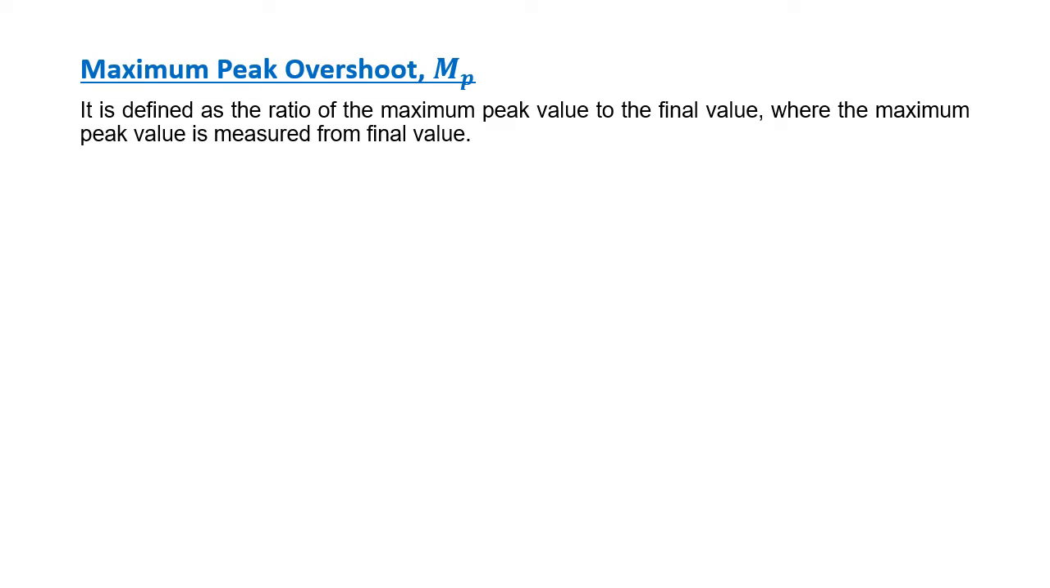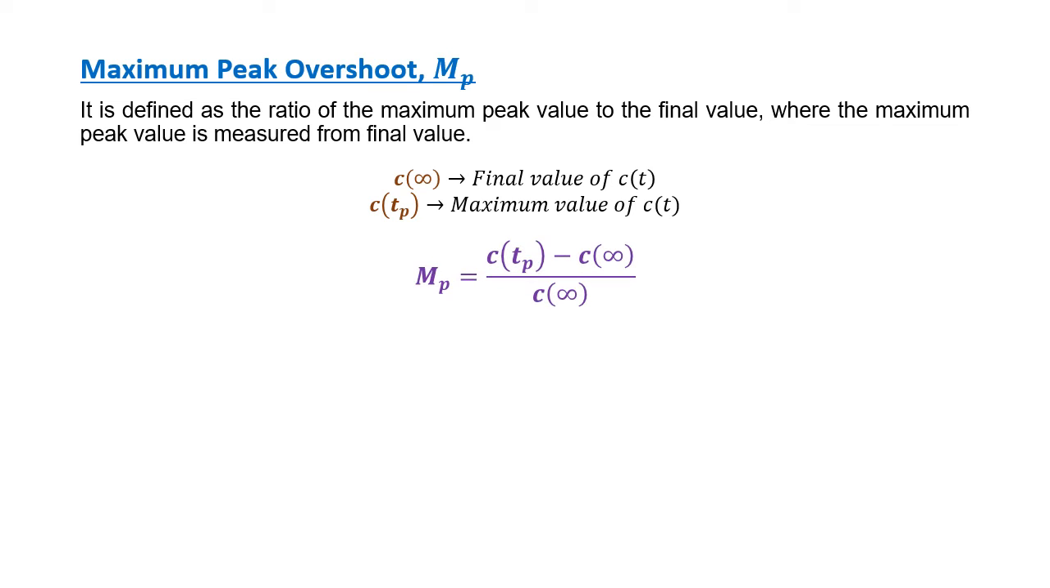Maximum overshoot or peak overshoot, symbol is Mp. It is the ratio of peak value to the final value, where the peak value is measured from the final value. And the final value symbol is C of infinity, and the peak value or maximum value occurs at time t equal to Tp, that is peak time. So the value is C of Tp. The formula for peak overshoot is C of Tp minus C of infinity by C of infinity.